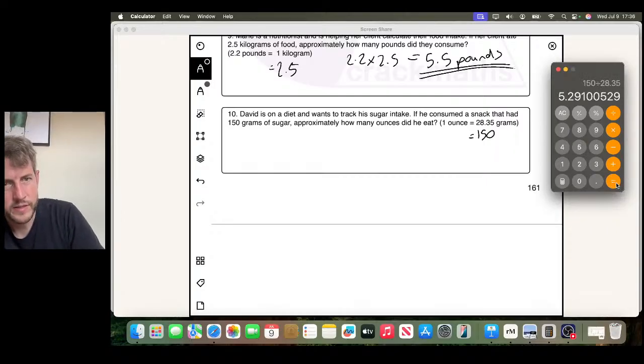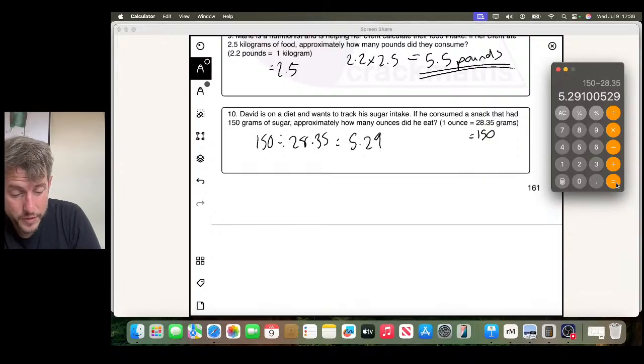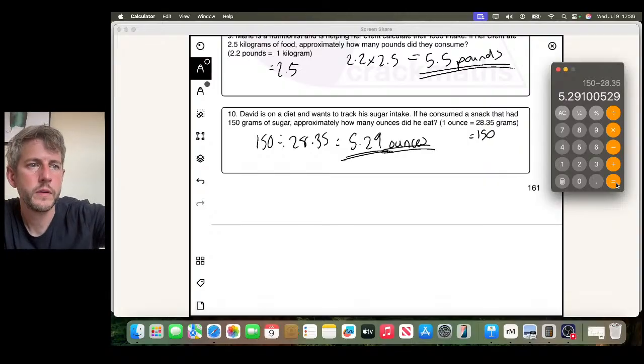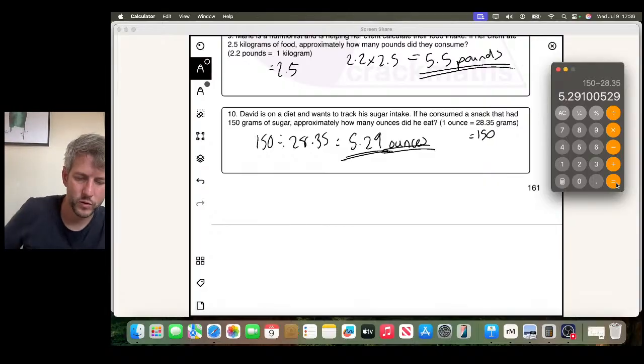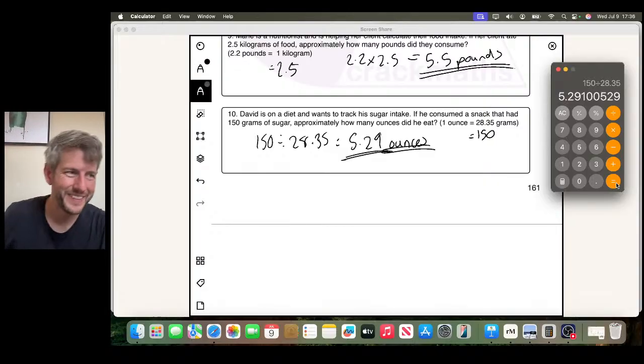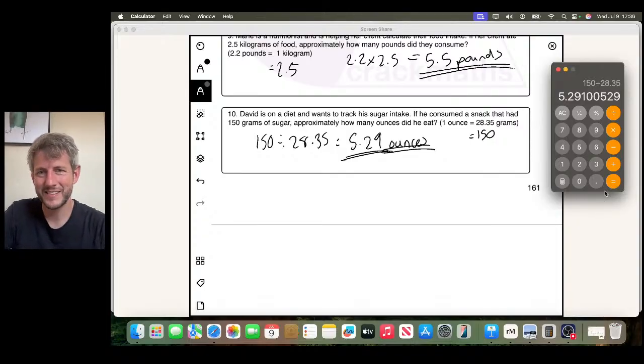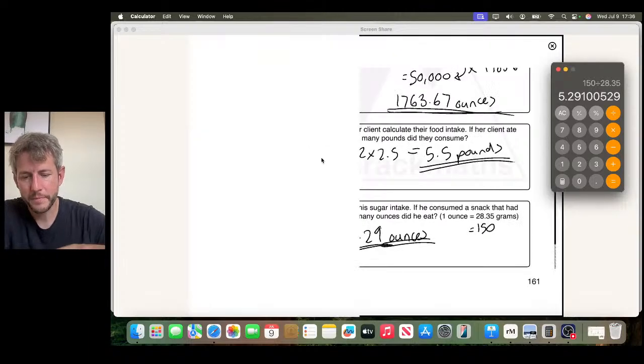Okay, so it's going to be 150 divided by 28.35 equals 5.29. And yeah, that would be that to 2 decimal places. And that is the number of ounces. So let's put in the units. Here we go. So let's sort that out. Let's get this marked even. Okay, so let's scroll up to the top here and then get the mark scheme up.